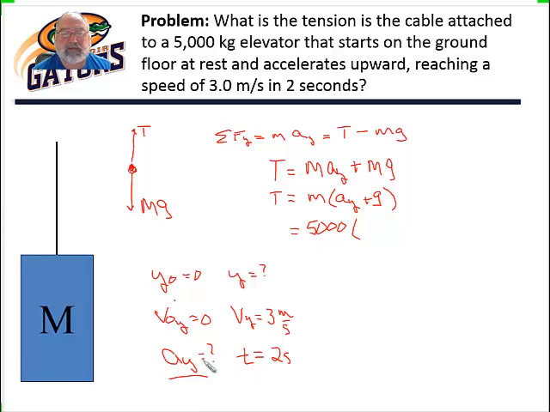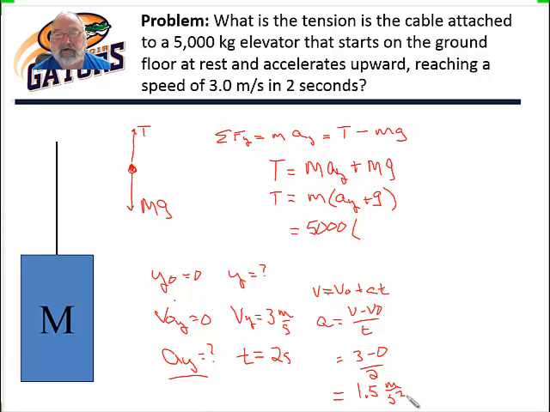So we need an equation to find acceleration without knowing what the final position was. Well, that's our second equation. This is also the definition of acceleration expanded out. And the acceleration is 1.5 meters per second squared. We're going to bring that up and put it into our equation for the tension.